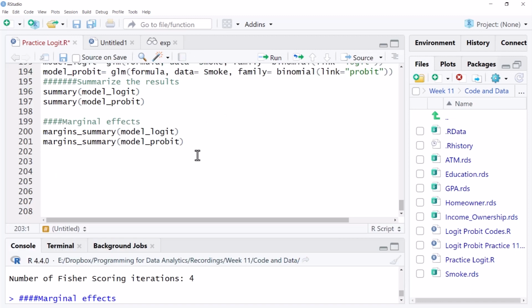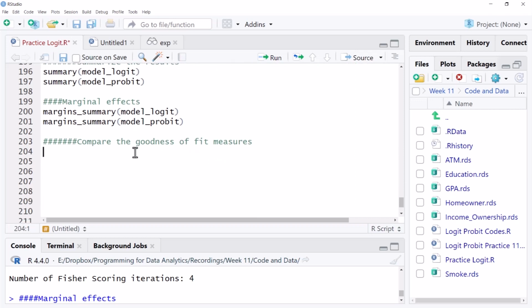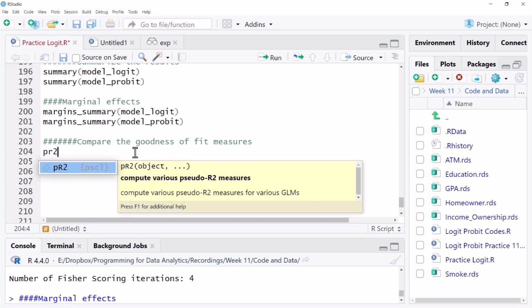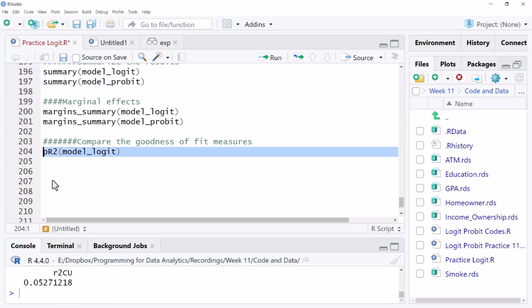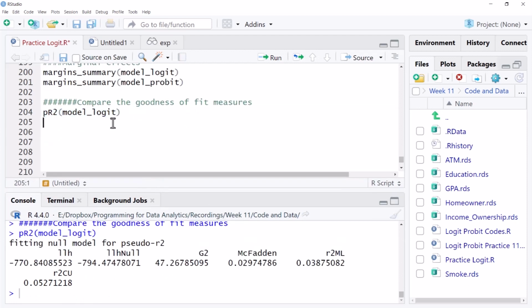In this video, we'll continue with our examination of smoke data, logit probit models. We'll compare the goodness of fit measures. Then we'll examine the fitted probabilities and also compare the performance of logit probit models. So let's start with goodness of fit measures, for which we have this pR2 function. In this pR2 function, we'll supply our model_logit. Then we'll keep running the code. So model_logit and model_probit.